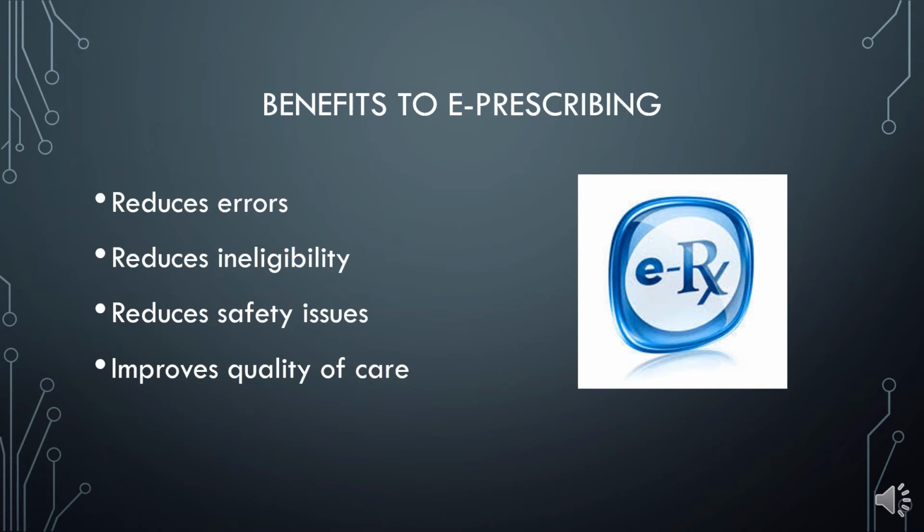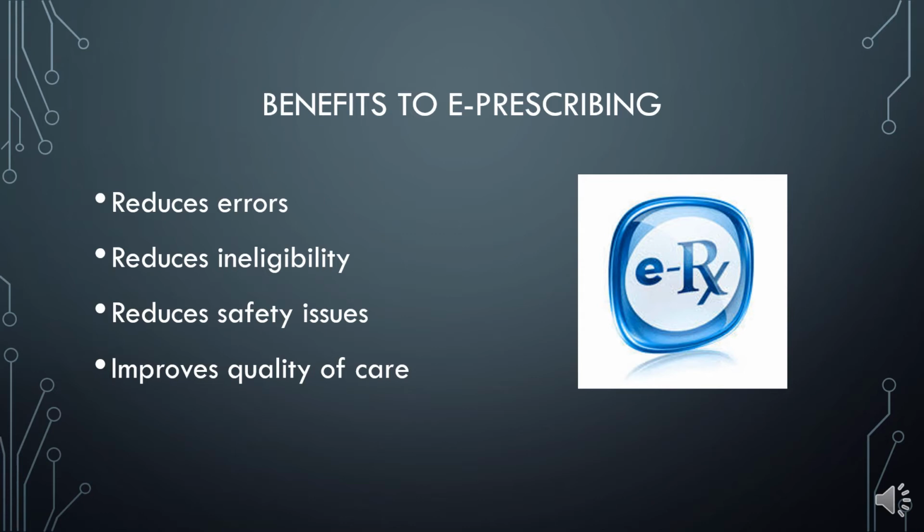Sending prescriptions through a computer reduces errors such as illegibility. It also reduces safety issues by enhancing the efficiency of the workflow. For example, when a prescription is sent, it is thoroughly checked, sometimes even through a medication decision support system.